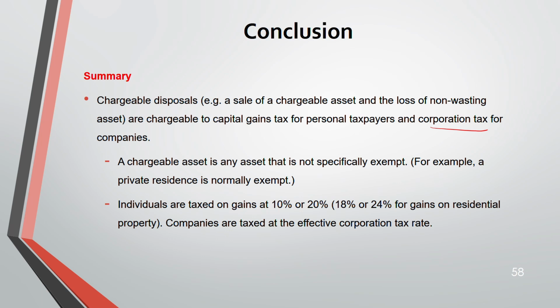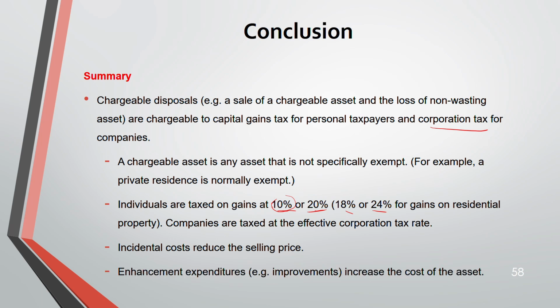Then individuals are taxed on the other gains at 10% or 20%: 10% if you are a basic rate taxpayer. Remember, to utilize the basic rate band, we have to look at the taxable income. They will provide the taxable income in the exam. Otherwise 20% on the balance, the higher rate. For residential property, it is 18% lower and 24% higher. Companies pay one rate, the corporation tax rate. Next, incidental costs of selling will be deducted from the sale price. Then any enhancement expenditure will be deducted as well because it is added to the cost of the asset.